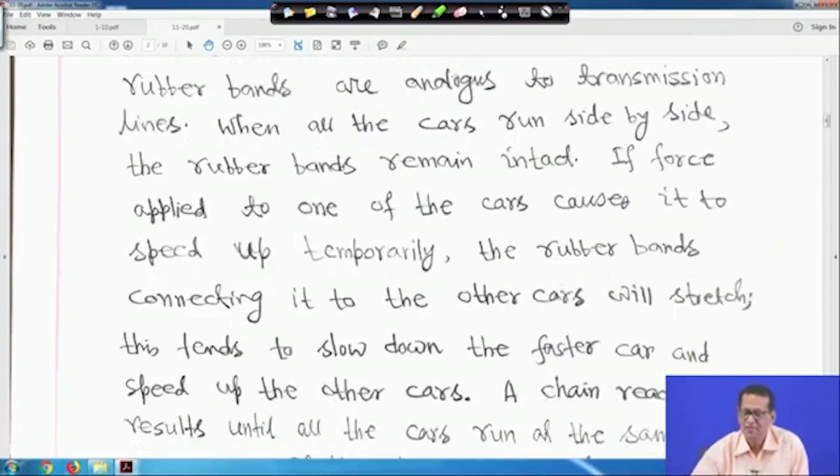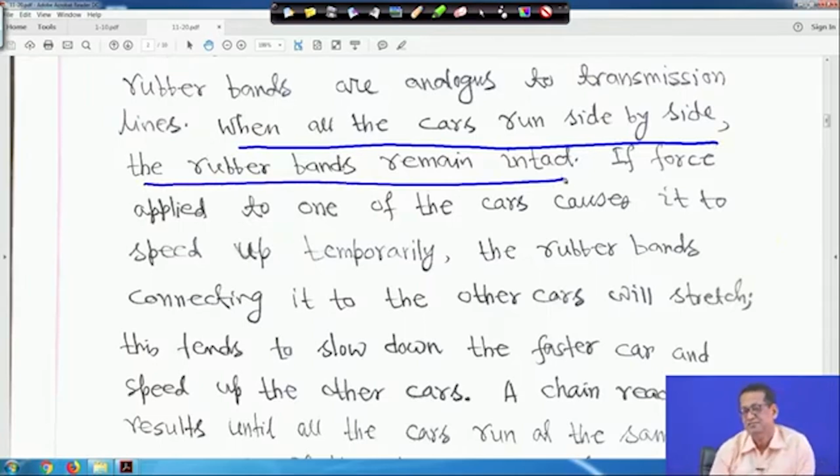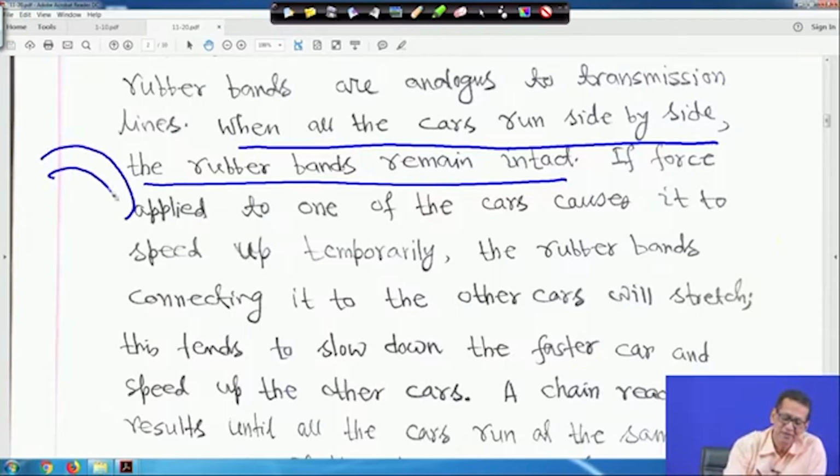So when all the cars run side by side, the rubber bands remain intact. Suppose this is one car, this is another car, this is another car, all are moving, and they are tied by rubber bands. There are many of them. As long as they are moving together, it is stable.